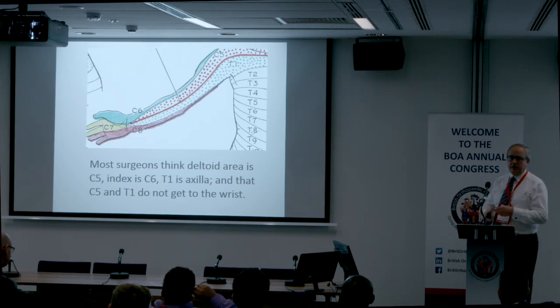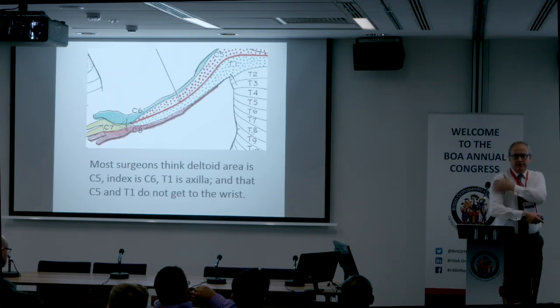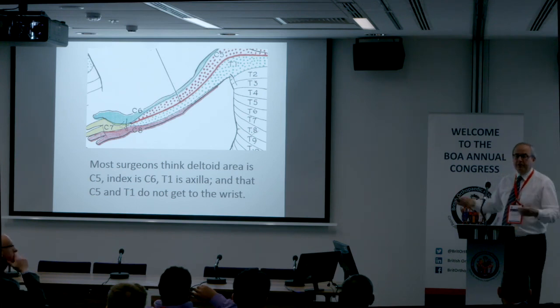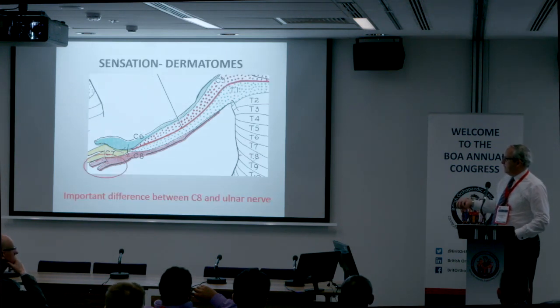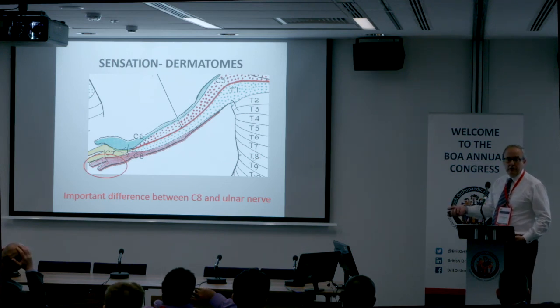But again, you have to know some of the autonomous zones, so you need to know, I'm going to examine here for C5, I'm going to examine here for C6, I'm going to examine here for C7, but there's a lot of crossover. Think about the little finger and the ring finger and the middle finger. There's an important difference here between C8 and the ulnar nerve, and candidates are sometimes asked, so do you think this is C8 or ulnar nerve?